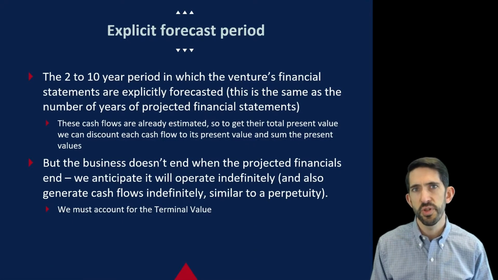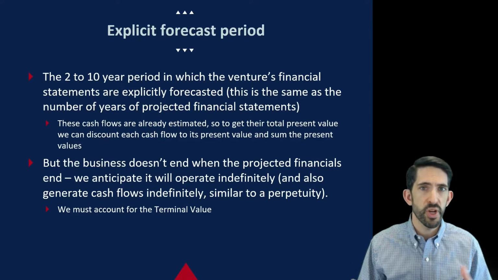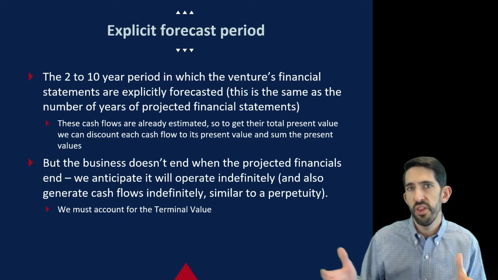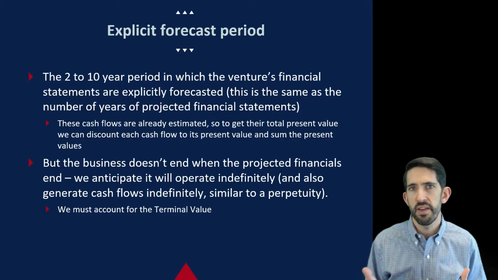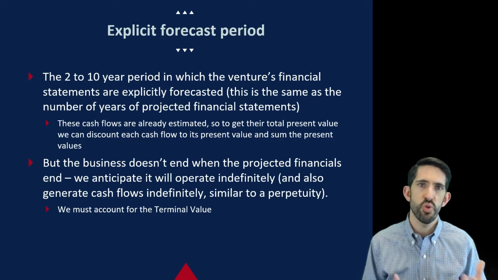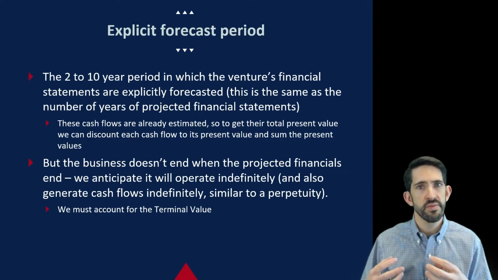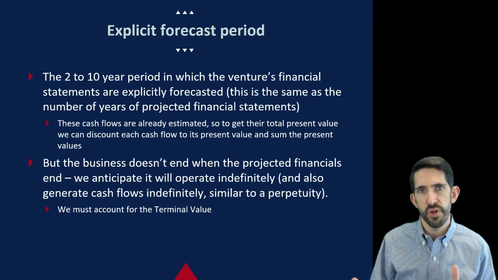As I said before, the explicit period is typically the period over which you can forecast financial statements. This could be anywhere from 2 to 10 years or even longer depending on the business that you're in. Typically, we see about 5 years as the average. But again, depending on the industry and the business, you might see shorter or longer. The important part is that this is where we feel like we can confidently forecast the business's cash flows over this period of time.